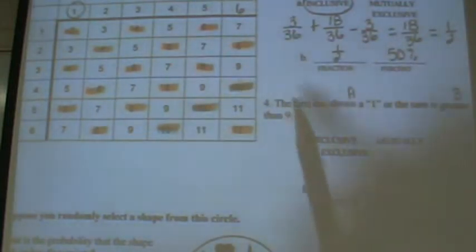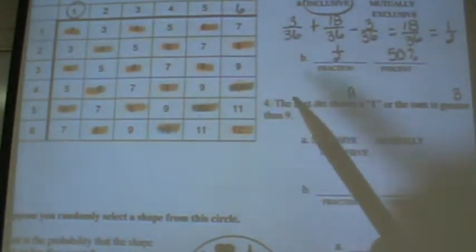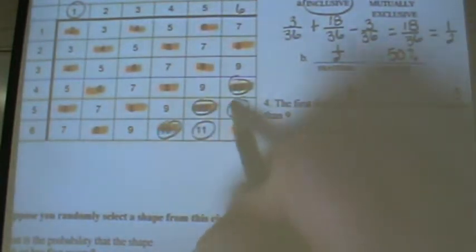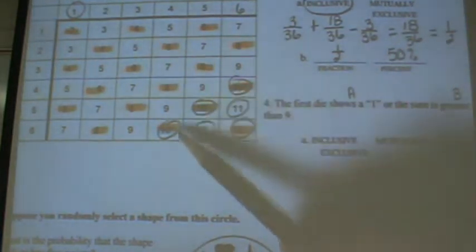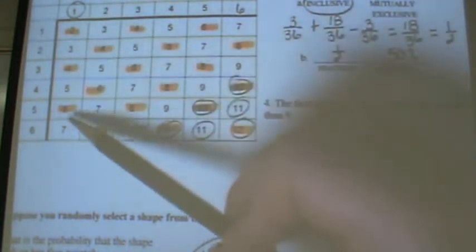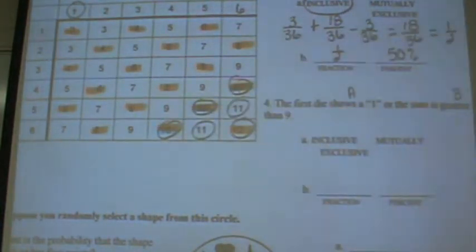So our first event is when it shows a 1. Our second event is when the sum is greater than 9. Here we're looking on our chart for all the numbers that are greater than 9. So that's our 10s, our 11s, and our 12. These are our options for greater than 9, and these were our options for when we roll a 1 with the first die. So are these inclusive or mutually exclusive events? They're mutually exclusive. You can't roll a 1 with the first die and get a sum greater than 9.